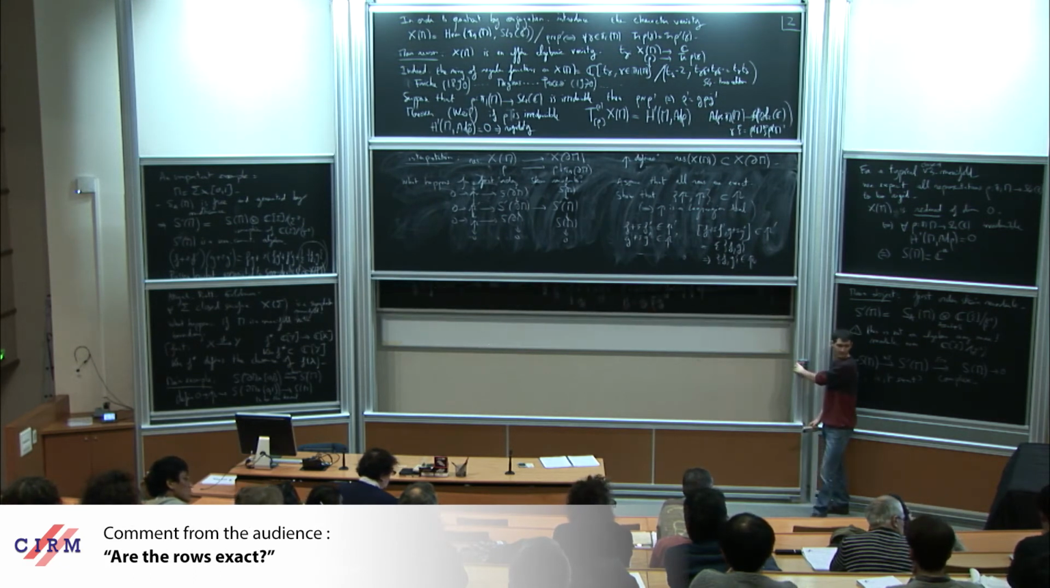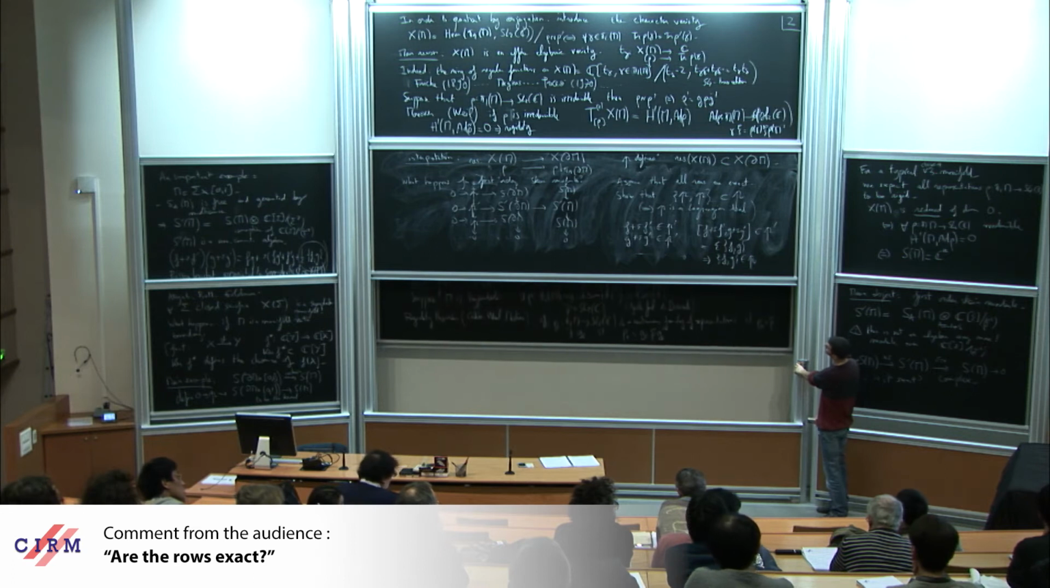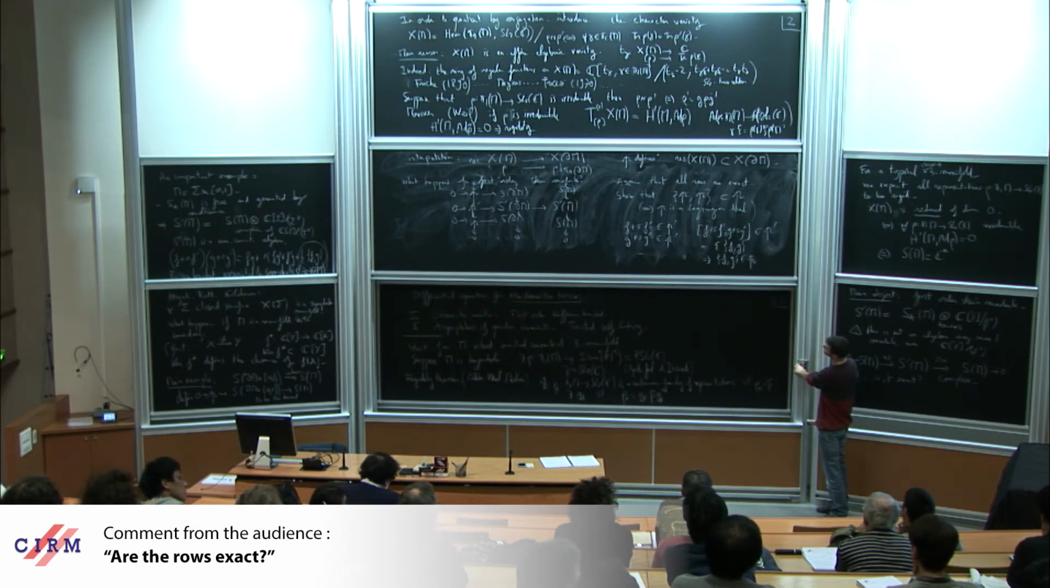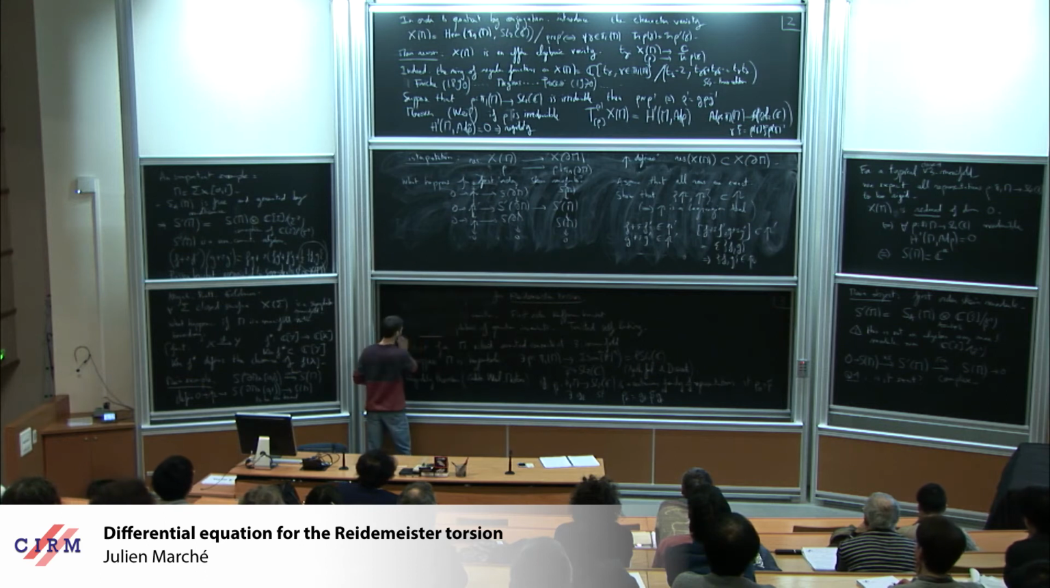Julien? Yes? Your assumption that all rows were exact, but were they the verticals? Columns. I always interchange rows and columns, I'm sorry. Columns.